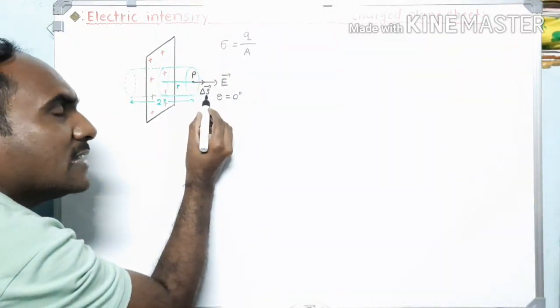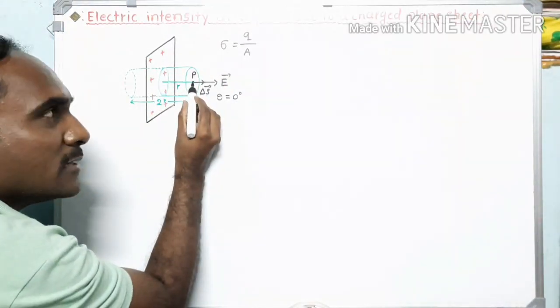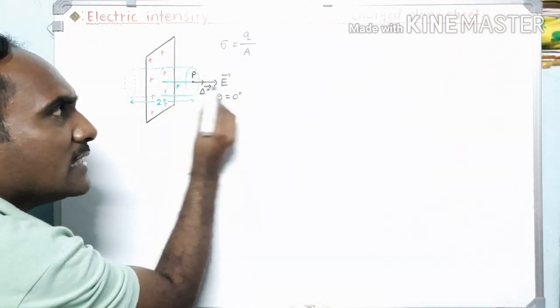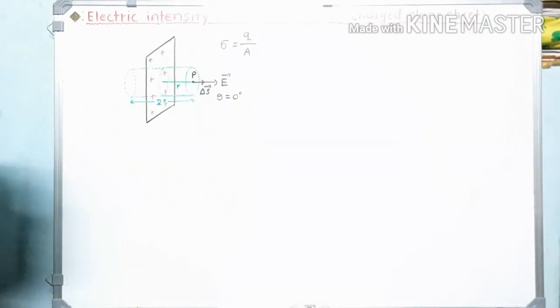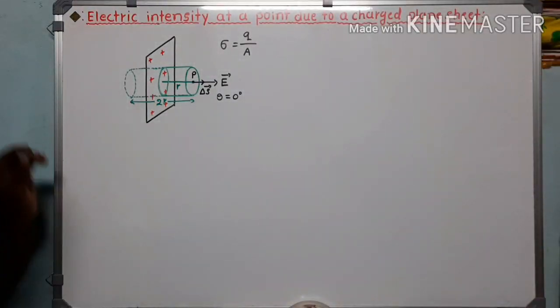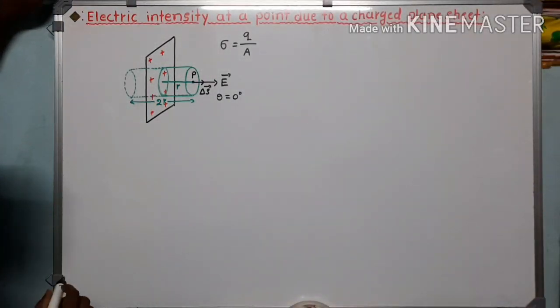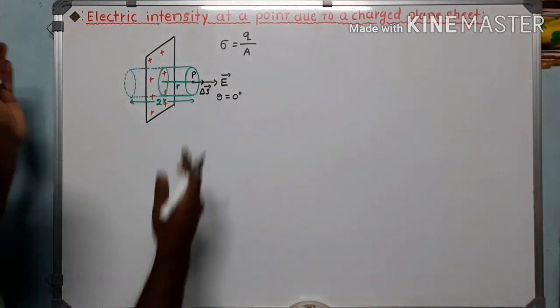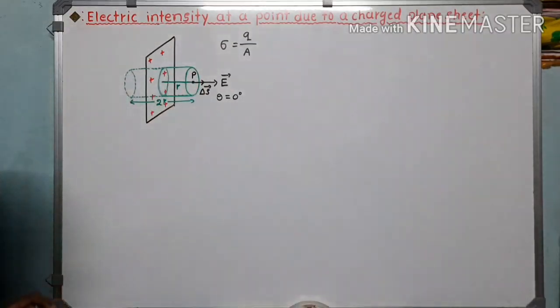Here delta S is the area surrounding the point P and its area vector is in this direction. Electric field is in this direction. That's why theta is 0 degree. Now see, we need to find what is the flux across the curved part of the Gaussian cylinder and what is the flux across the two end caps of the Gaussian cylinder.